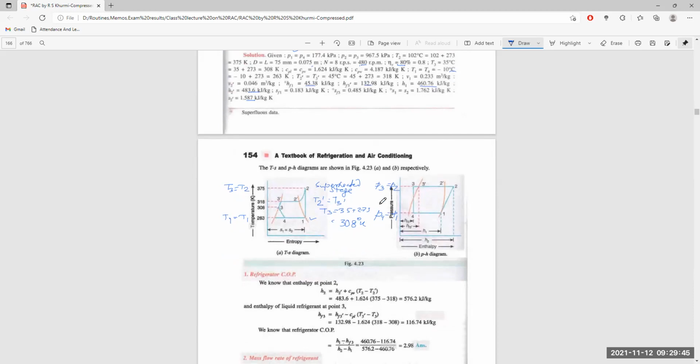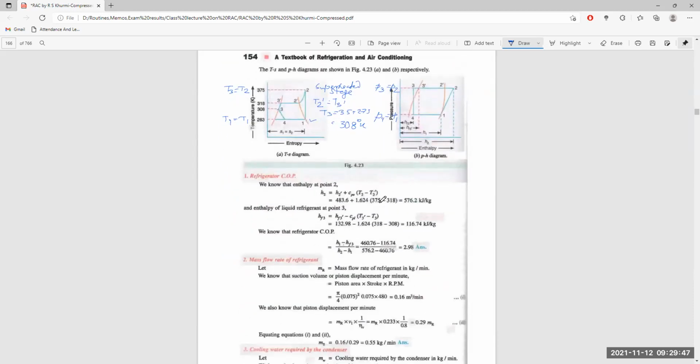Now, next, let us follow the earlier stages. We have calculated the enthalpy at point 1. We are supposed to calculate the enthalpy at point 2, because it is required to know the heat content of the refrigerant after compression in order to know the COP.